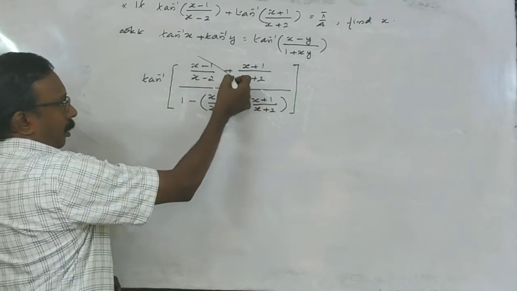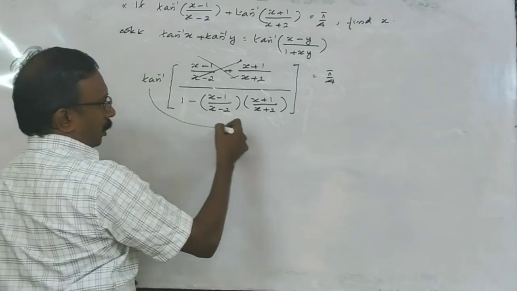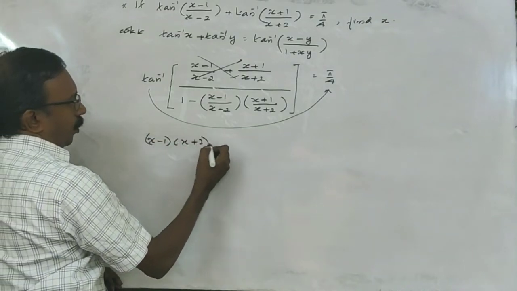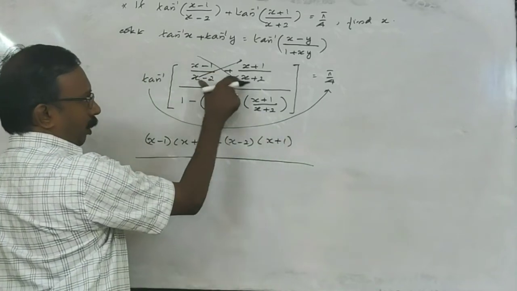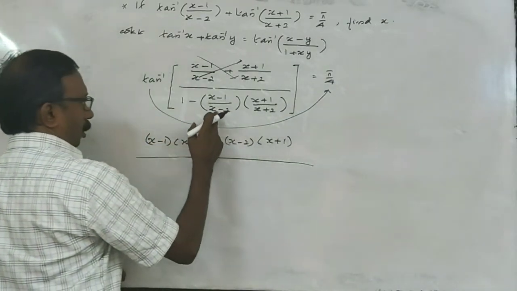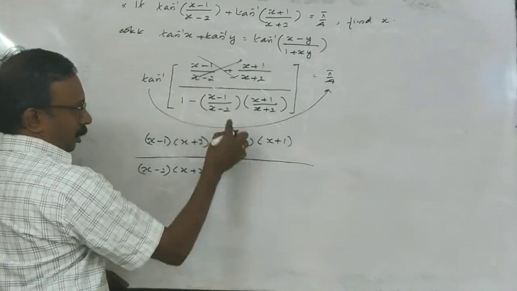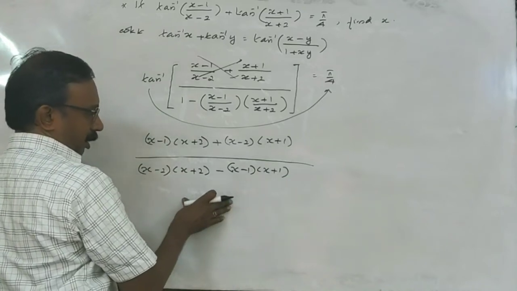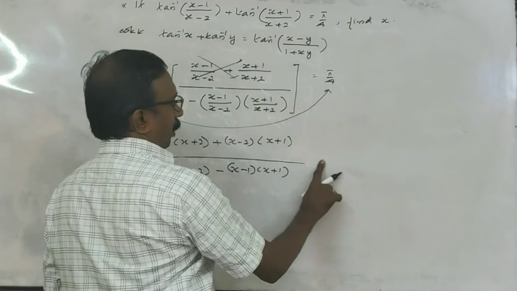Now here, cross multiplying, we have this is equal to pi by 4. Now this tan inverse becomes tan, and cross multiplying we have (x minus 1) into (x plus 2) plus (x minus 2) into (x plus 1) divided by, here we have a denominator, here also the denominator, both denominators get cancelled. Here (x minus 2) into (x plus 2) minus (x minus 1) into (x plus 1). Here also we get a denominator, this denominator and this denominator get cancelled. Here it becomes tan pi by 4.